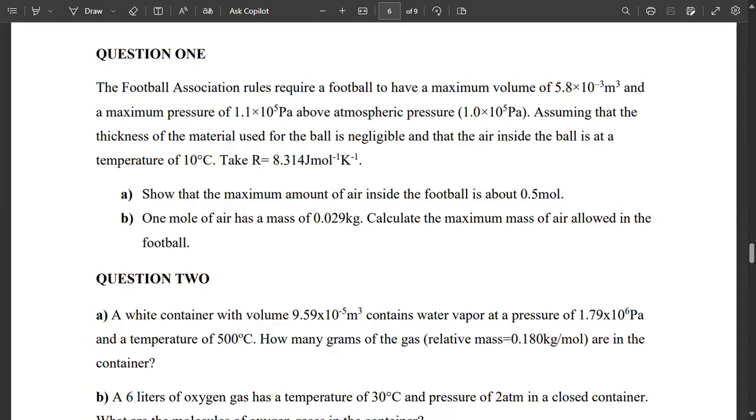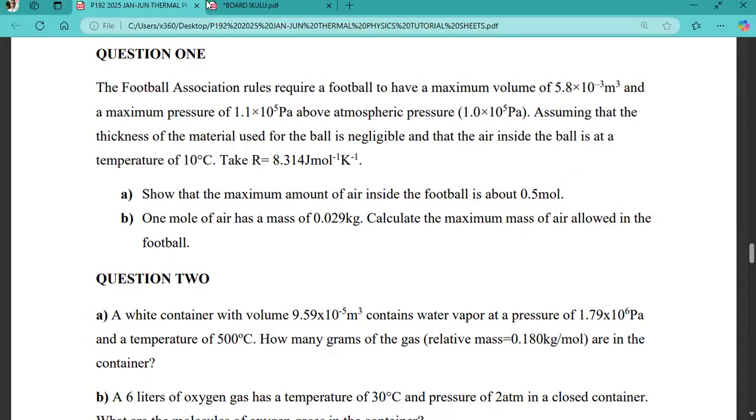And question B is saying 1 mole of air has mass 0.029 kilograms. Calculate the maximum mass of air allowed in the football. So if we calculate question A, we should be able to use the number of moles that we get in order to calculate the answer for question B. So let's just go to our blackboard. We grab some important information.